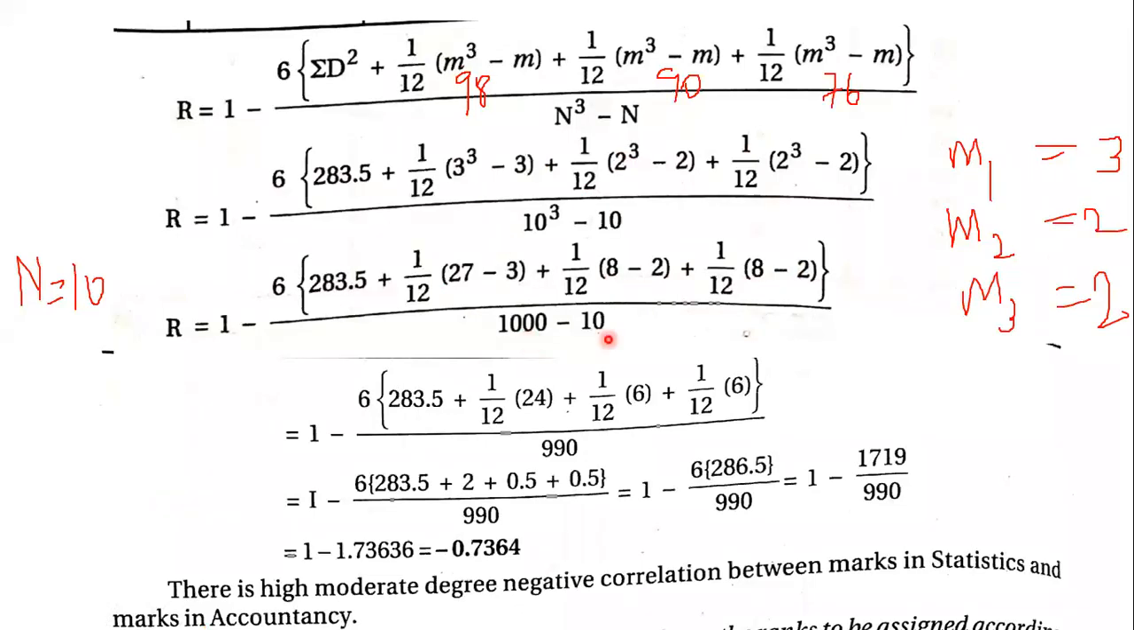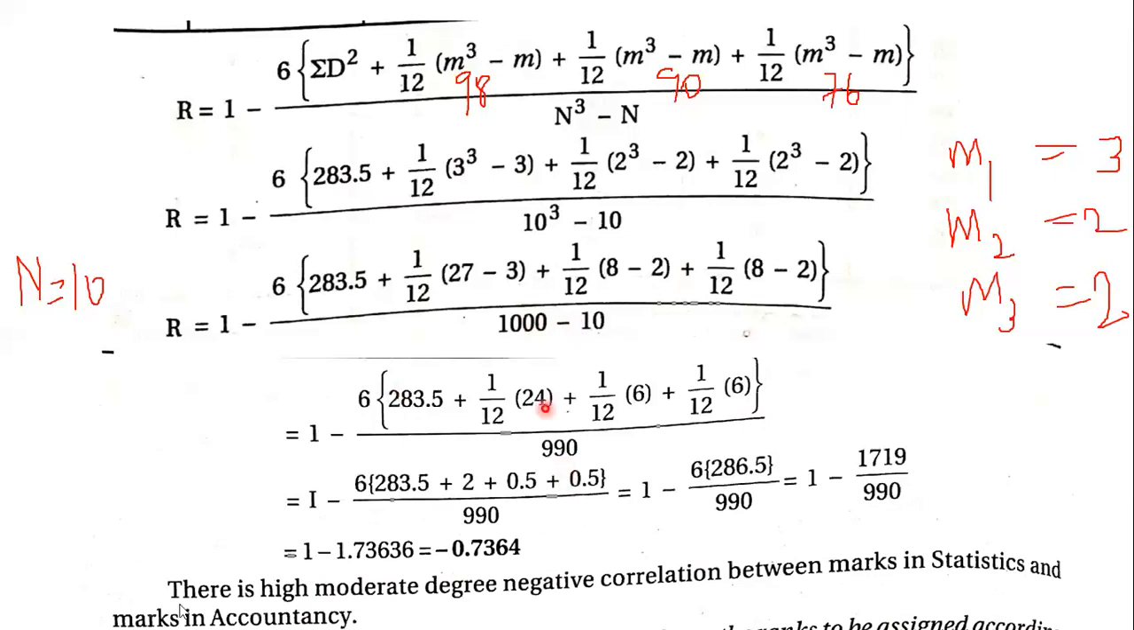So in the next step, we have just taken out all the cubes and we have got all the numbers. Now let us subtract these numbers and get the values. So 1 minus 6 into 283.5 plus 1 by 12 into 27 minus 3, 24, plus 1 by 12 into 8 minus 2, 6, plus 1 by 12 into 8 minus 2, 6. Whole divided by 1000 minus 10 is 990.